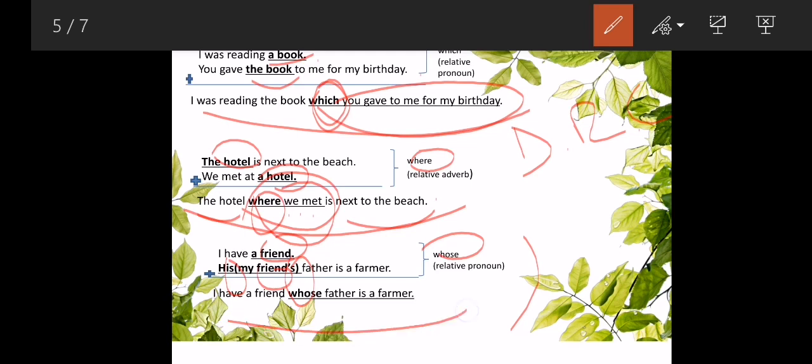And look at the last sentence. "I have a friend whose father is a farmer." In this sentence, "whose" is our relative pronoun, as we said before, and "whose father is a farmer" is our defining relative clause. Okay? I need this information because without this part, look at the other sentence. "I have a friend." Which friend? I don't know. I need some additional information here. Okay?